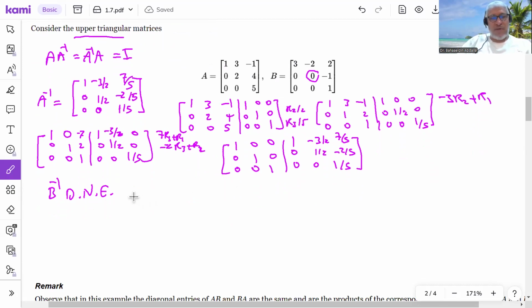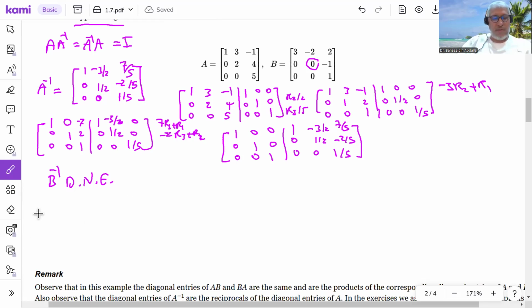And we can find A times B if you like. So A times B, we said that the product of two triangular matrices is a triangular matrix. So let us check that. Multiply this row times this column, so you will get 3. And this row times this column is negative 2. And this row times this column is 2 minus 3, that's negative 1, minus 1, that's negative 2.